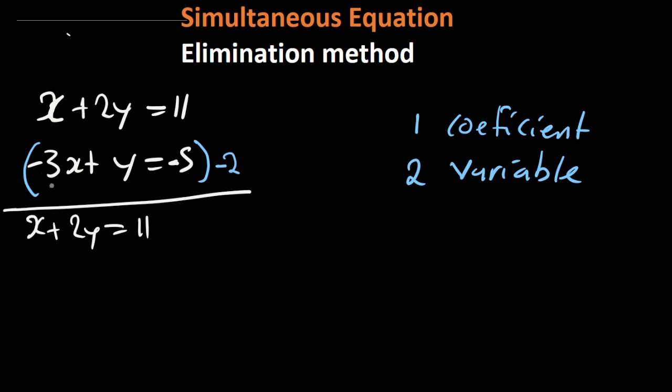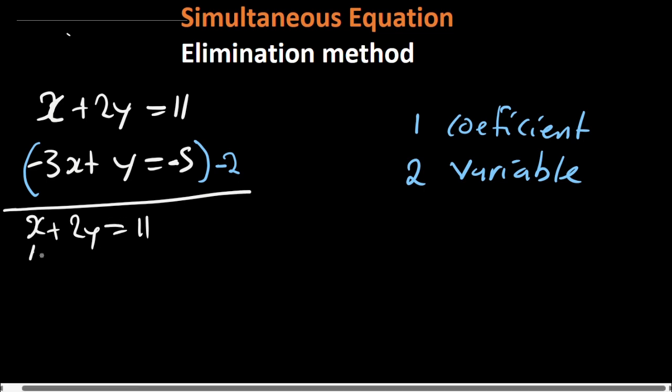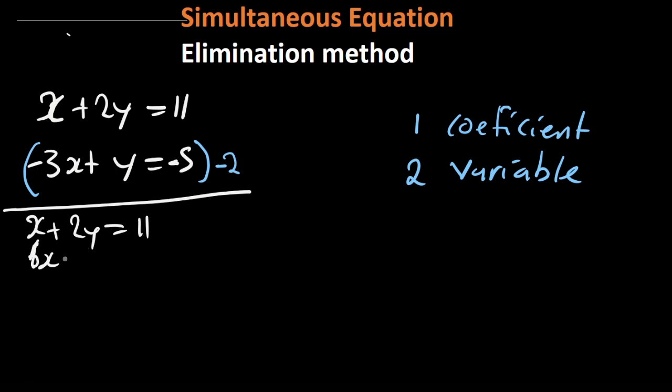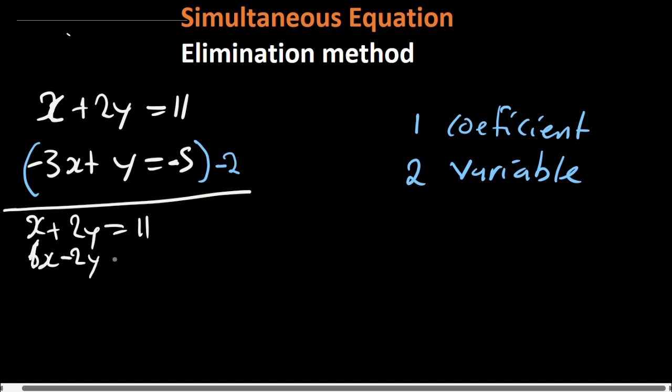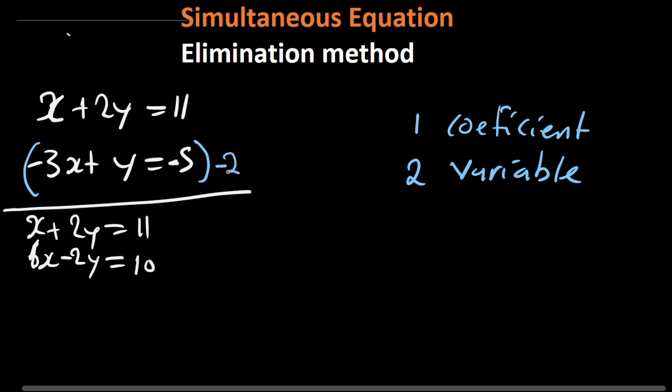Negative 2 times negative 3 will give us positive 6, so you get 6x there on the bottom. And then negative 2 multiplied by y, you get negative 2y, and then equals 10, because negative 2 multiplied by negative 5, a negative times a negative will give you a positive. So 5 times 2 will give you 10. So this is what you get as your second equation.